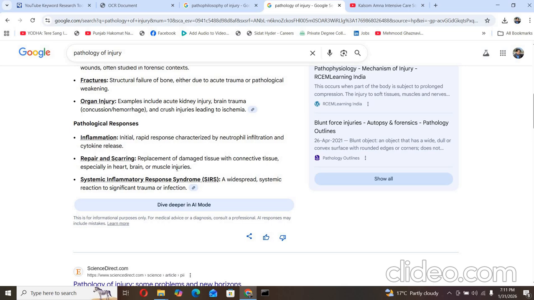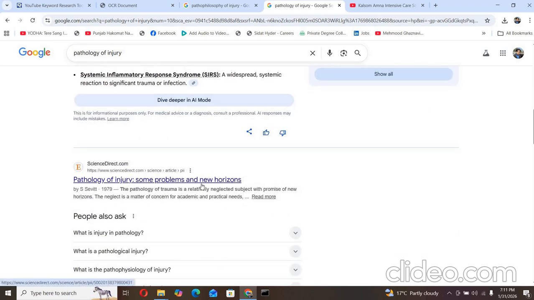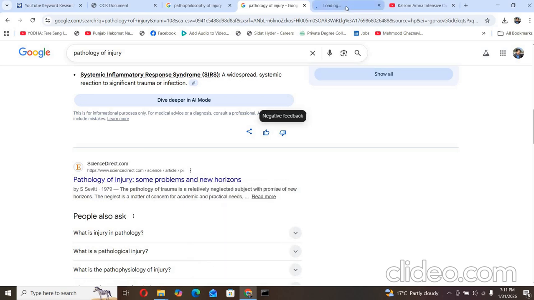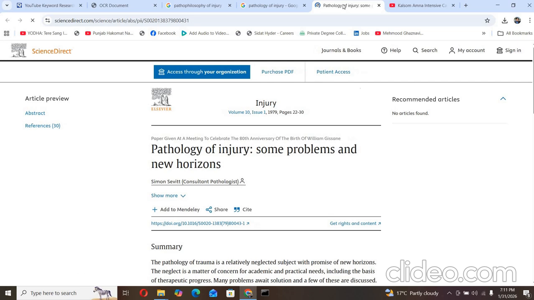Pathological responses: inflammation, repair, and scarring, and the systemic inflammatory response. Trauma causes a widespread systemic reaction to significant trauma or infection. Pathology of injury: some problems and new horizons.